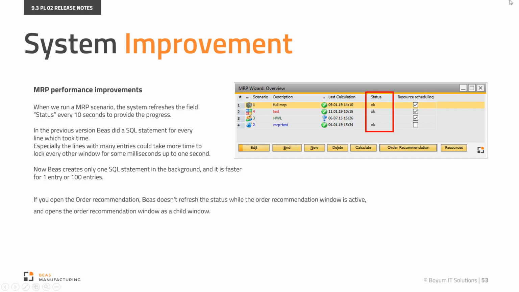When we run an MRP scenario, the system refreshes the field status every 10 seconds to provide a progress. In the previous version, Beas did a SQL statement for every line, which caused performance issues, especially in databases with many lines. Now, Beas creates only one SQL statement in the background and is equally faster for one entry or for 100 entries. If you open the order recommendation, Beas does not refresh the status while the order recommendation window is active and opens the order recommendation window as a child window.